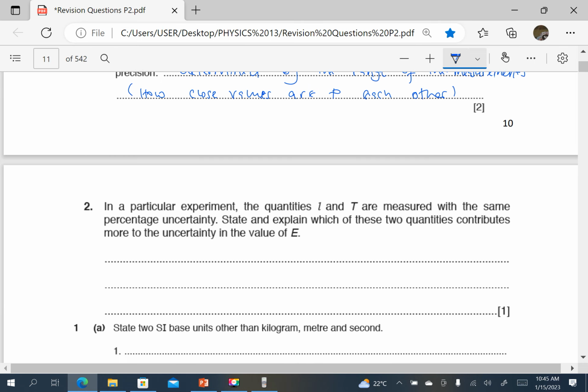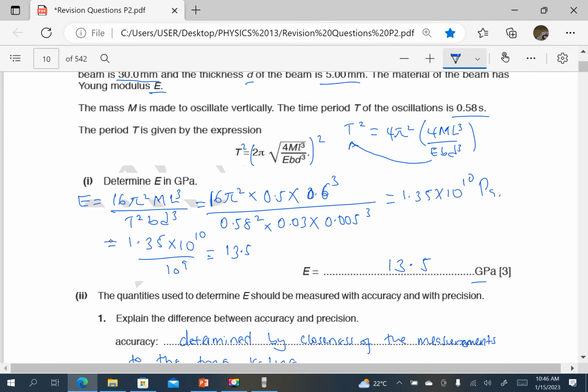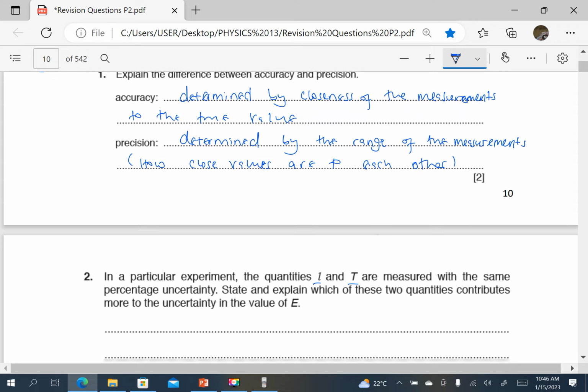In a particular experiment, the quantities L and T are measured with the same percentage uncertainty. State and explain which of these two quantities contributes more to the uncertainty in the value of E. When you go back to the expression, you see that L is raised to power 3 and T is raised to power 2, but they have the same percentage uncertainty. Remember, we multiply the power by the percentage uncertainty. For L, it will be 3 times the percentage uncertainty, and for T, it will be 2 times the percentage uncertainty. So you notice that L is going to contribute more because it is cubed.